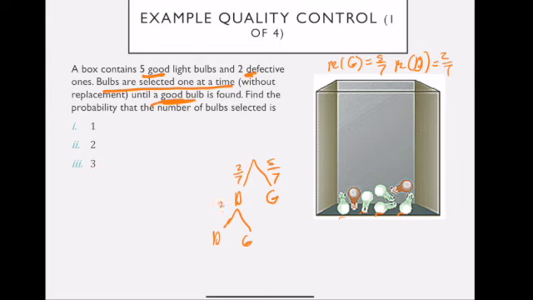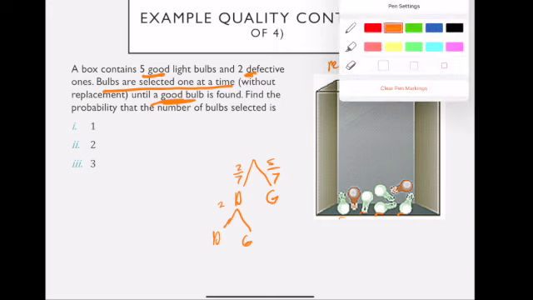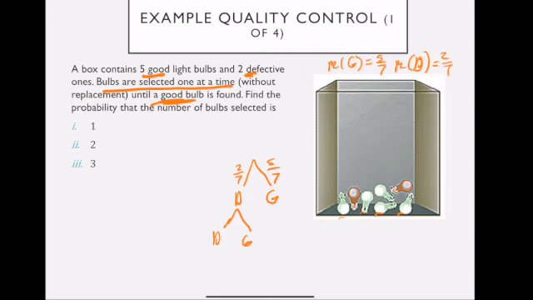It's not 2/7 anymore. What is it? Well, if I drew a defective light bulb, how many defective light bulbs do I have left? I have 1. And how many are in my box? 6, right? I already took one of them away. So I've got 1 out of 6. The probability of drawing a good light bulb, if I have already pulled out 1 defective light bulb, is 5 out of 6. If I draw a good light bulb, I stop. But if I draw a defective light bulb, I gotta keep going.